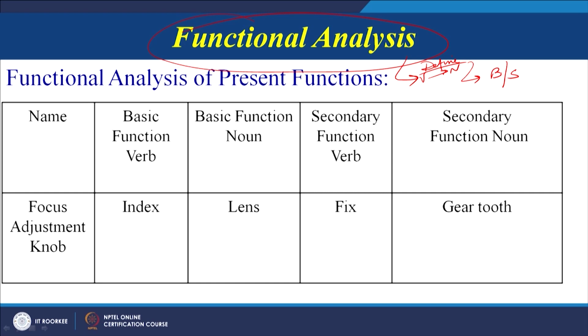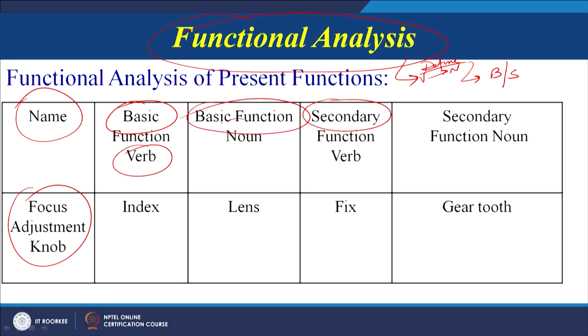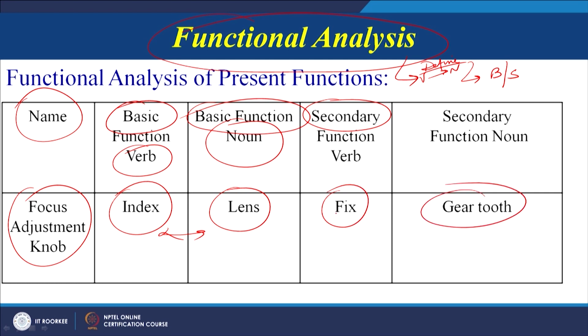So, we can see the name of the product: focus adjustment knob. Now, this is a basic function, secondary function. A basic function has a verb and a noun. So, what is a basic function? The basic function is verb and noun: index lens. What is the secondary function? Fix gear tooth. So, we have to index the lens and fix the gear tooth. These are the two functions of this focus adjustment knob.